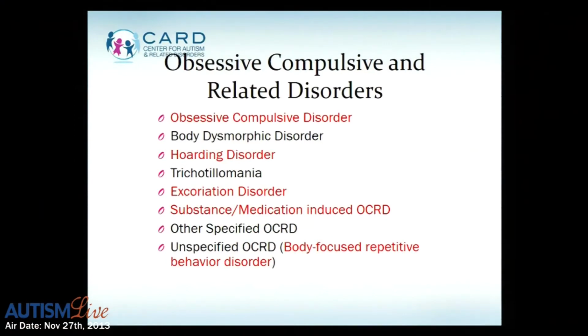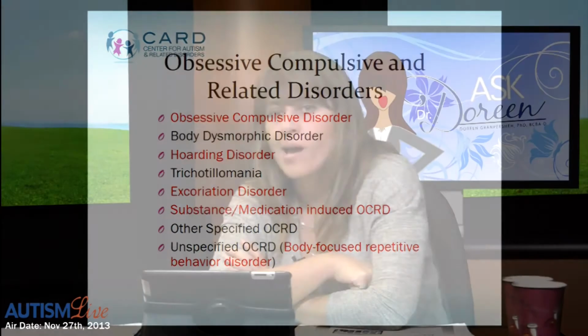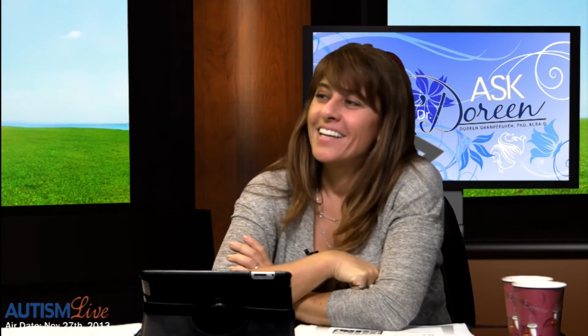Now, as I said, that's pretty much in every chapter now. But what I liked about the unspecified obsessive compulsive and related disorders was that they listed a few, and one of them was body focused repetitive behavior disorder. Wow. So we're talking about certain repetitive behaviors that are just within our body.